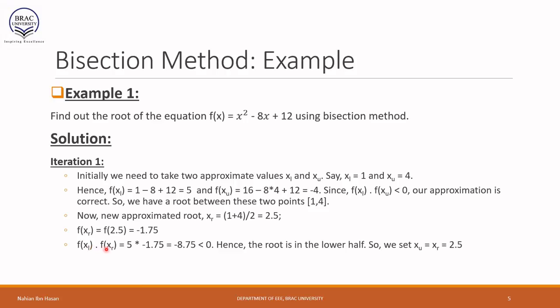So if f(xl) times f(xr) is less than 0, can you remember which category we can match in our algorithm? This is, I guess, our first category. Since minus 8.75 is less than 0, what we do is reduce our upper boundary. Initially our upper boundary was 4. Now we set the upper boundary to our new approximate root, which is 2.5.